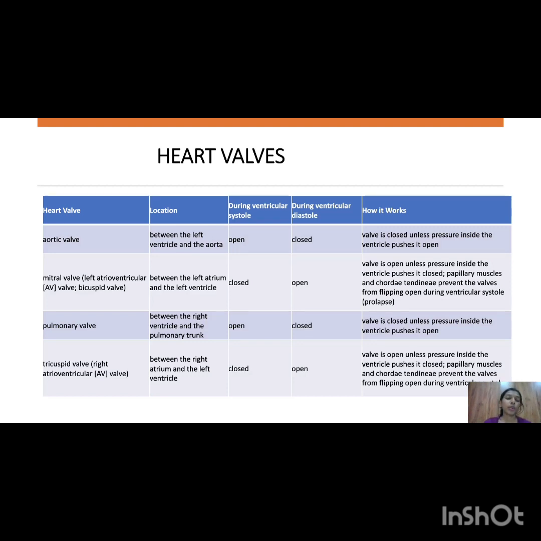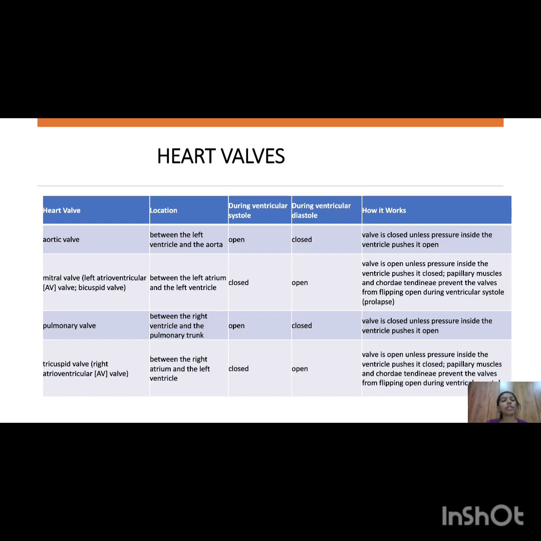Heart valve, aortic valve. The location of this valve is between the left ventricle and the aorta. During ventricular systole, this aortic valve will be open, and during ventricular diastole, this aortic valve will be closed. Heart valve, which is known as the mitral valve. The location of this mitral valve is between the left atrium and the left ventricle. During ventricular systole, this valve remains closed, and during ventricular diastole, this valve remains open.